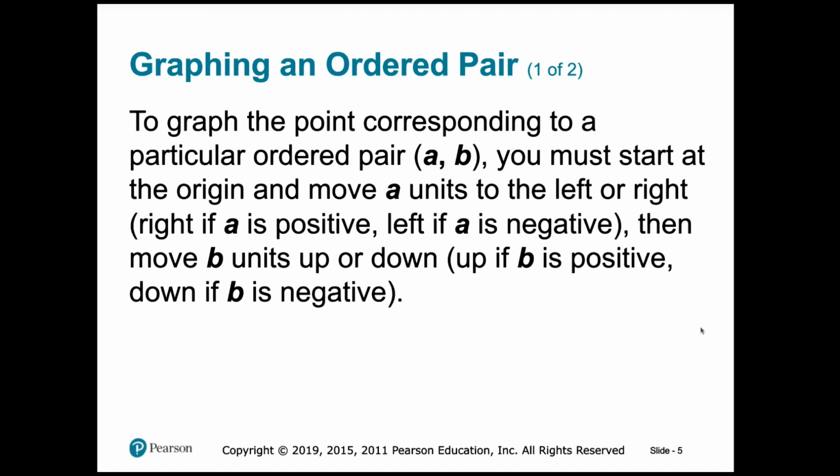So we go over to the right if we have a positive number, to the left if we have a negative number. Once you go over, you go up if it's a positive number, down if it's a negative number. An easy way to remember this is you must go over to your friend's house before you go upstairs or downstairs to hang out. Okay? You got to go over there before you can hang out.